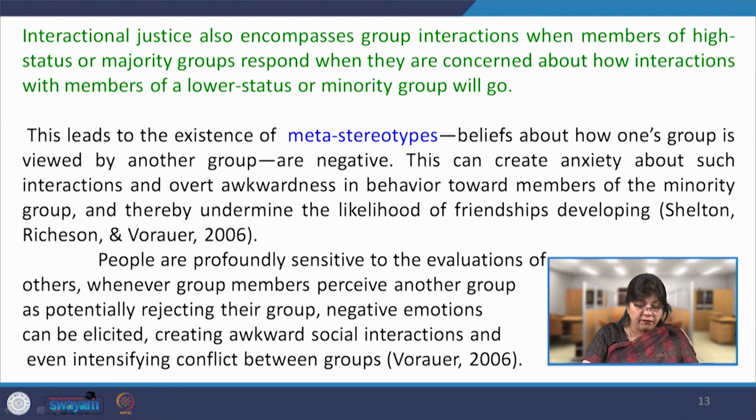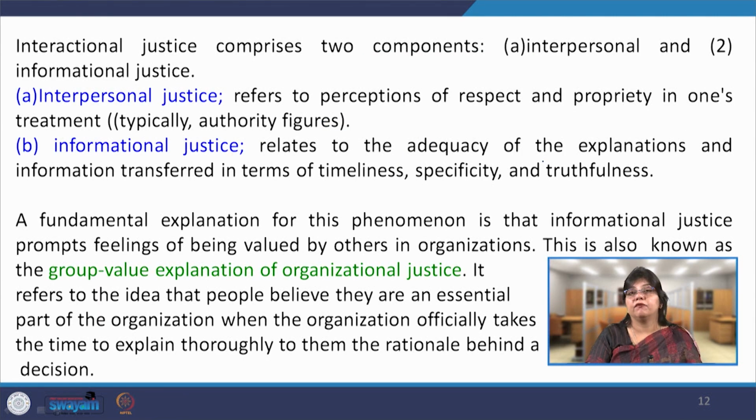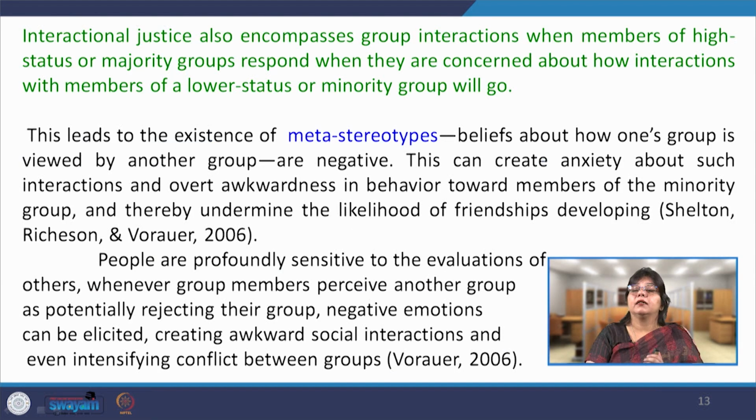Now, if I go to the previous slide, where I talked about interpersonal justice, informational justice and the group value explanation of organizational justice, at the same time interactional justice has a slightly negative part as well. This refers to the social group perception of justice: whenever any group interaction takes place between high status or majority groups and low status or minority groups, what kind of feelings do they exchange between the two? This leads to the existence of meta stereotypes.